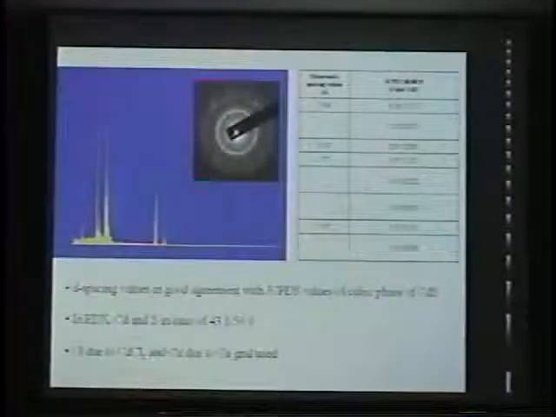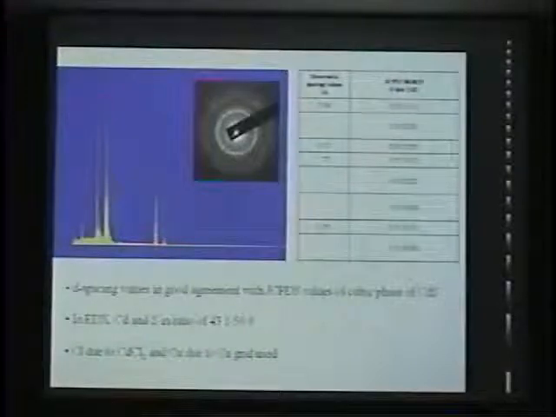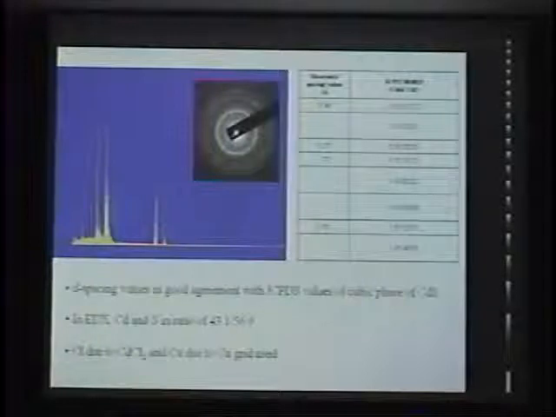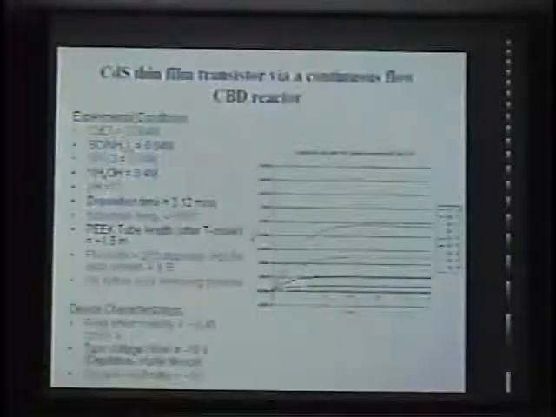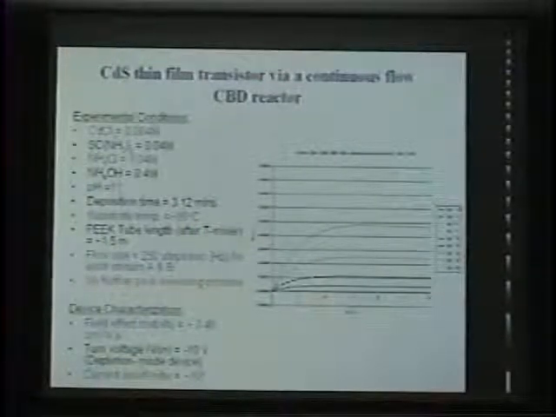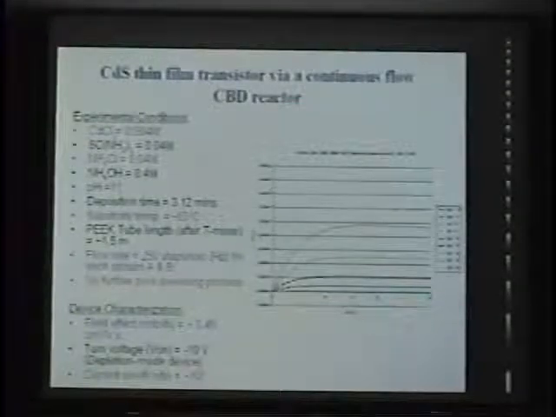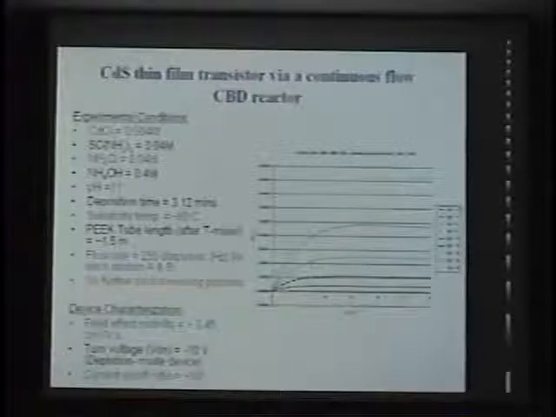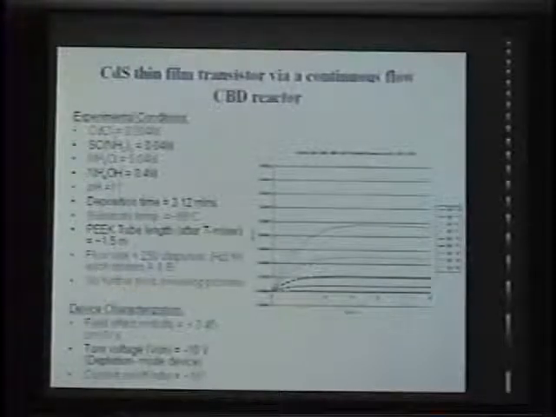And just to show some EDX, essentially you have cadmium and sulfur. You have some residual chlorine from the solution because we use a cadmium chloride source. So what we did is we tested the film deposited by these reactors. The only thing I want to point out is that after we deposit, we didn't do any post-annealing. We just want to see if this can improve the device performance and also reduce the processing temperature.